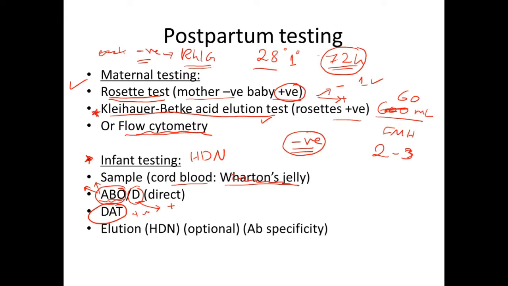So if we get that test, this is an indicator that the mother's antibody is bound to the baby's circulation, causing sensitized baby RBCs. So we can recognize and detect that by using this test.